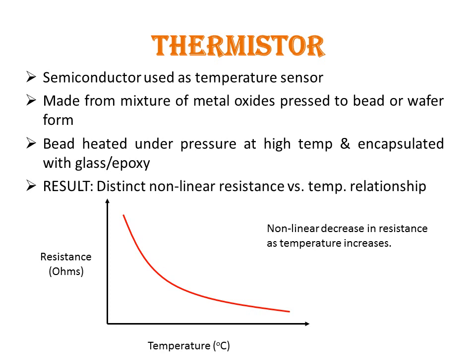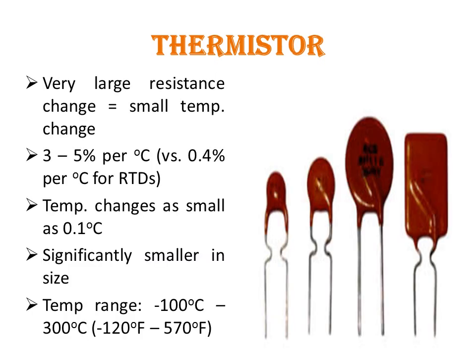The curve here shows that in a thermistor, as the temperature increases, the resistance decreases. Here you can see in the diagram the different types of thermistors. In the thermistor, a very large resistance change occurs for small changes in the temperature, as small as 0.1 degree Celsius. Thermistors are also smaller in size. The temperature range which can be measured is minus 100 degrees Celsius to 300 degrees Celsius.